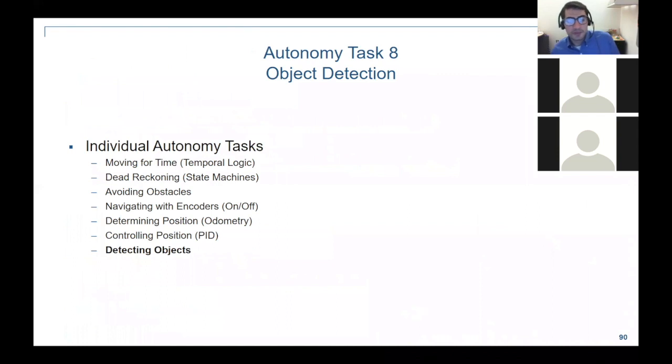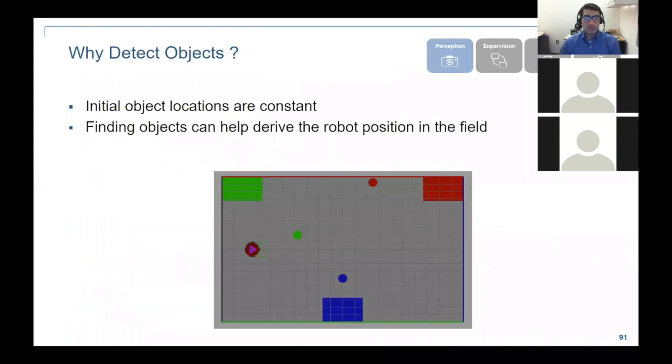That brings us to our last autonomy task, which is detecting objects. And detecting objects is important because the initial locations of the objects are usually constant. So on the VEX competition fields, you can usually know exactly, within your autonomous mode algorithms, where the objects are going to be so that you can move them.